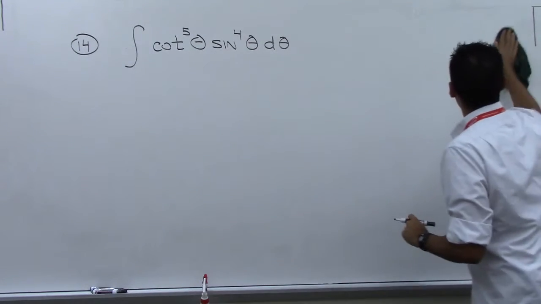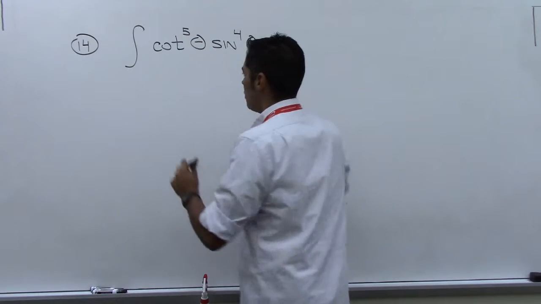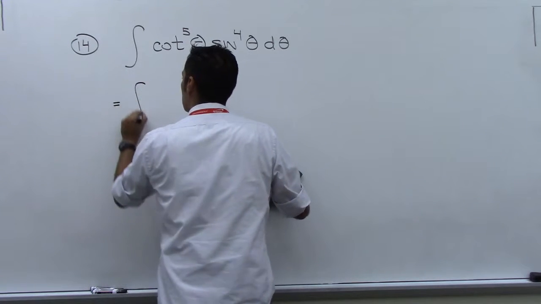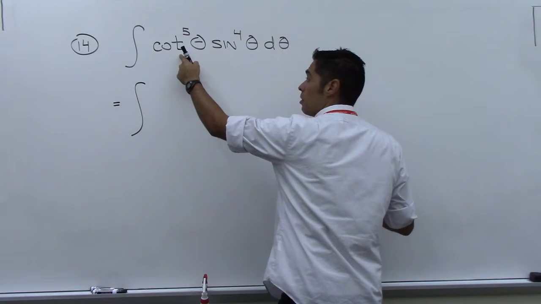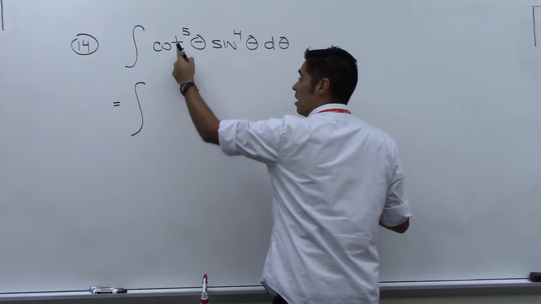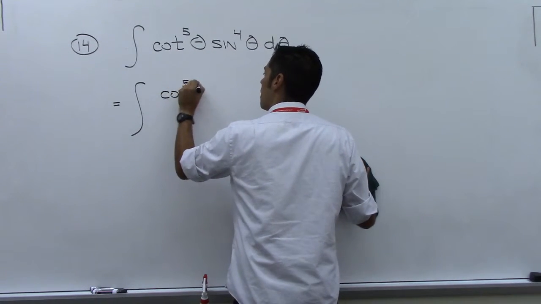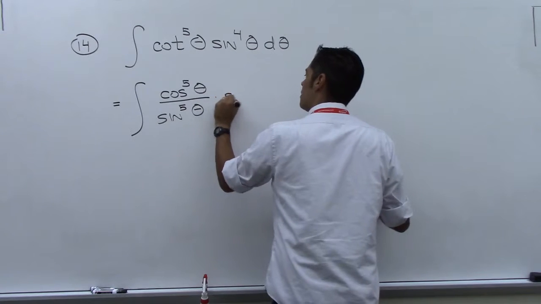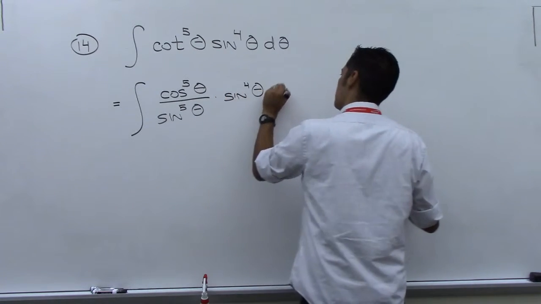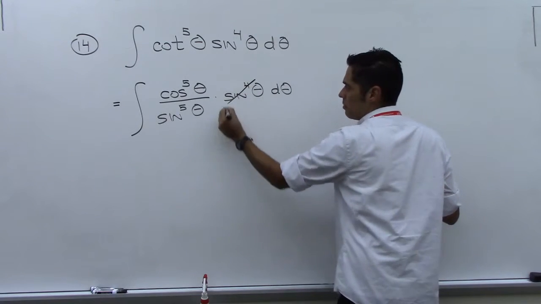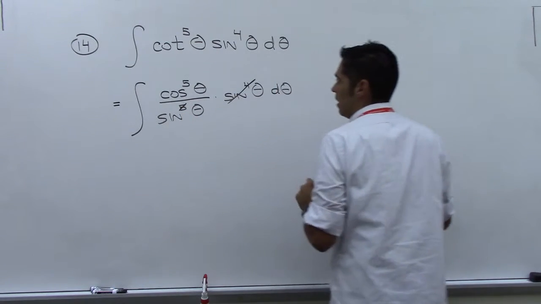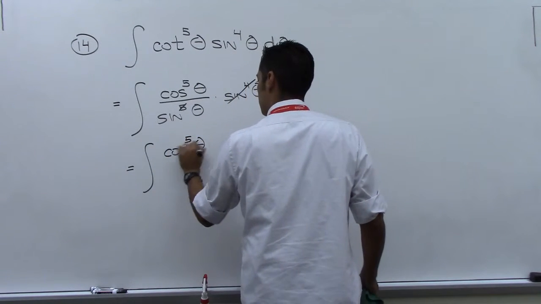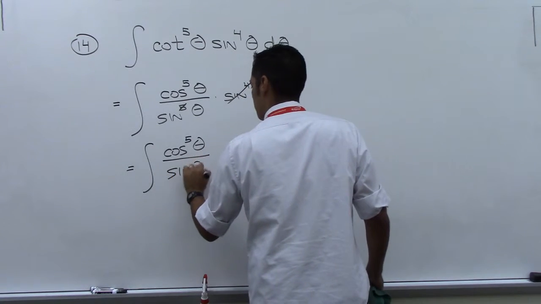So what I'm going to need to do is first rewrite this cotangent. Cotangent, remember, is the reciprocal of tangent. Tangent is sine over cosine. So this is going to be cosine to the fifth theta over sine to the fifth theta, and then I have sine to the fourth theta d theta. I get 4 of my factors of sine to cancel out, which leaves me 1 factor of sine here, which leaves me integral cosine to the fifth theta over sine theta d theta.